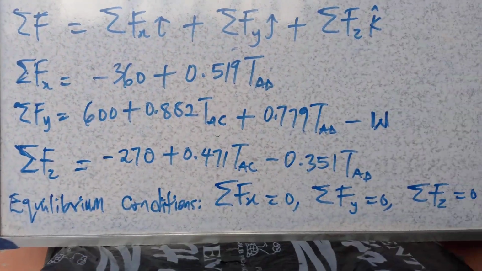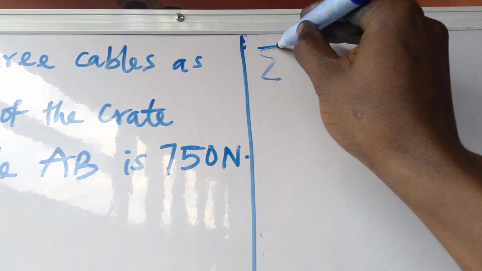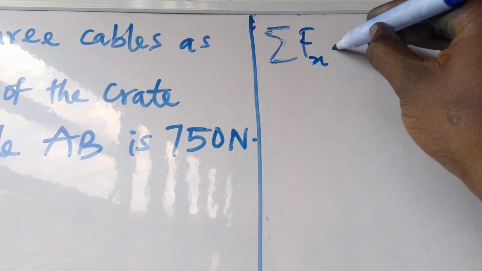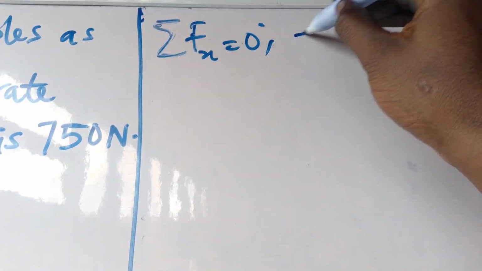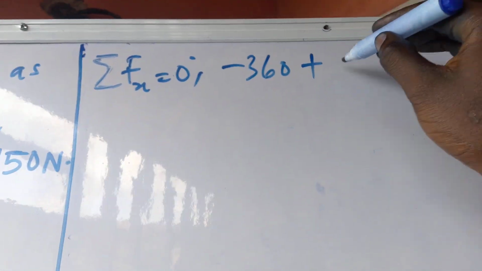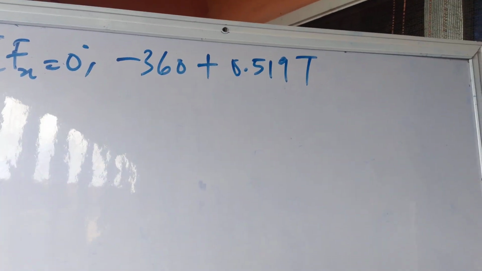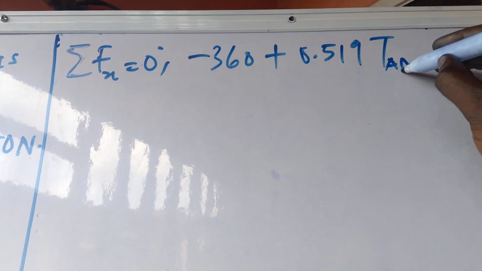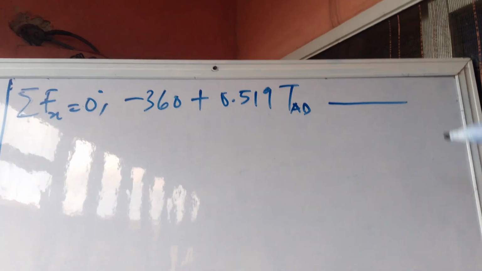So these equations now will change. If sigma Fx is 0, it implies that I'm having minus 360 plus 0.519 TAD equals 0. I can call this equation 6.